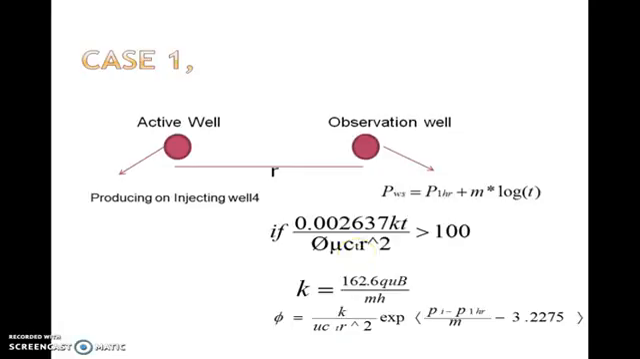The other parameters are all given in the data, and if the value is greater than 100, then we can apply this formula to calculate the PWS, which is equal to pressure after 1 hour. This pressure after 1 hour we simply get from the straight line we have just drawn on the semi-log graph, plus m, also from the graph, times log t. This is how we find stabilized well pressure at the observation well after time t.